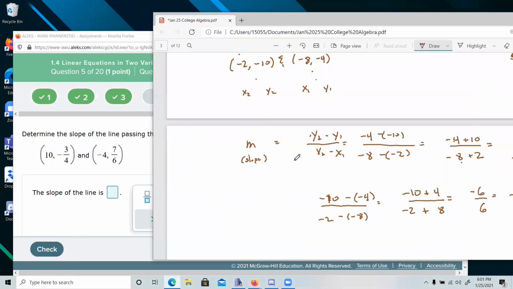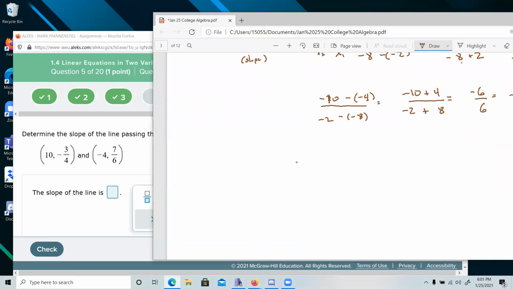All right. So what do we have here? We have 10, -3/4. This is x1 and y1, and -4 and 7 over 6. And again, this is x2, y2, okay? So the same idea, right? We're going to say our slope is equal to y2 minus y1 over x2 minus x1. So one thing to do when you're dealing with a new formula, or perhaps a formula you're not so happy about, is to always write it down, okay, before we go into doing anything.